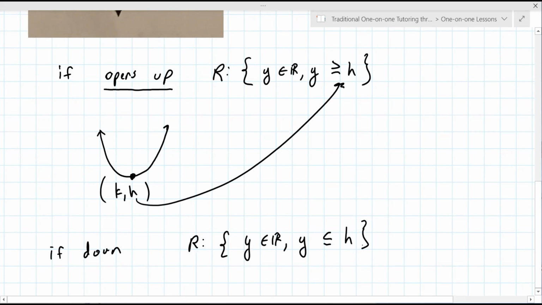Okay, so that's super easy. Yes. The domain is always all real numbers. Yeah, domain is easy and range is easy. All right.